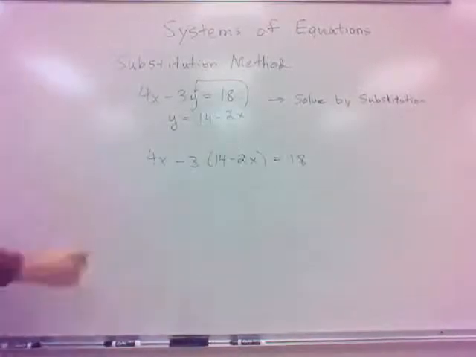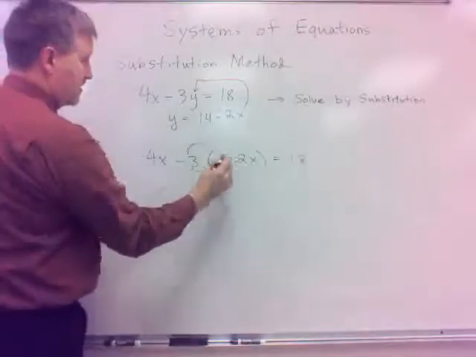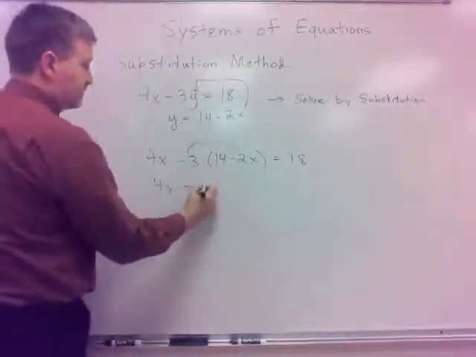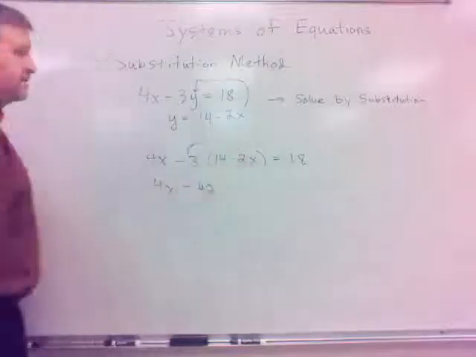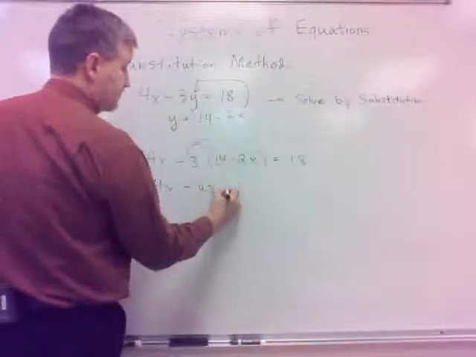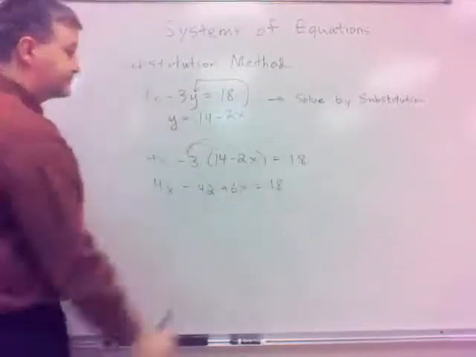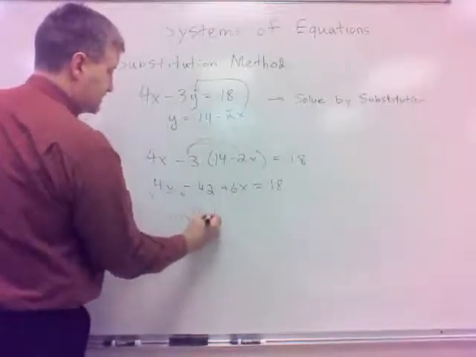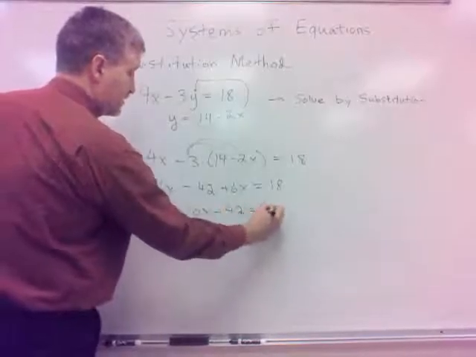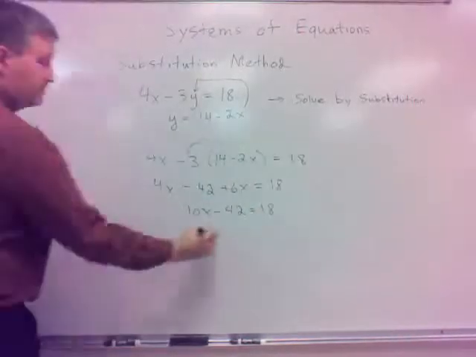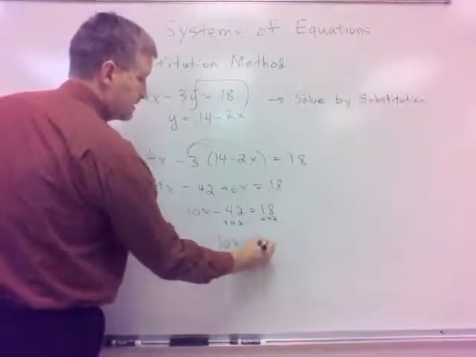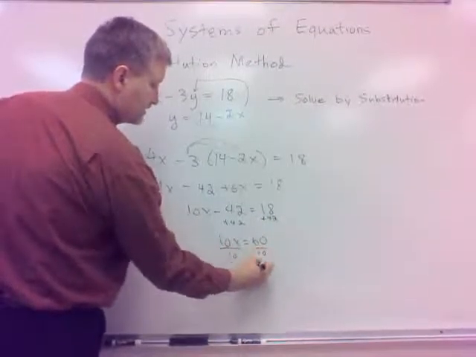Now why would I do such a thing? Well, let's look at it. Because if I distribute my minus 3, 4x minus 3 times 14 is minus 42. And then minus 3 times minus 2x is positive 6x equals 18. You see right there that now I can solve for x, can't I? I can get an x value out of that. 4x and 6x is 10x, so 10x minus 42 on the left side. Then I add the 42, and 10x equals 60. Divide by 10, I've got x equals 6.